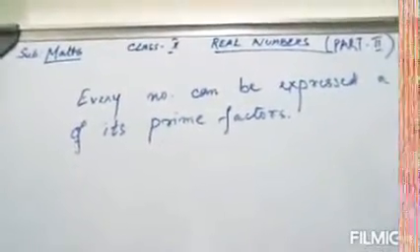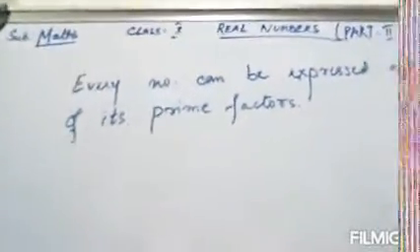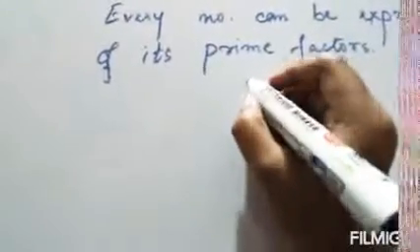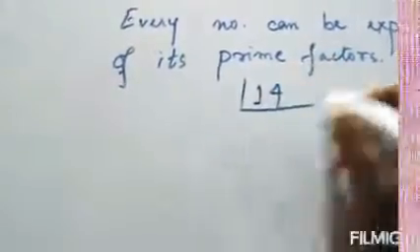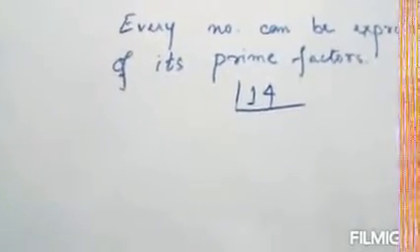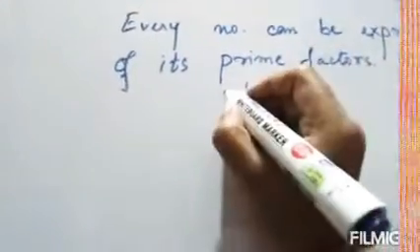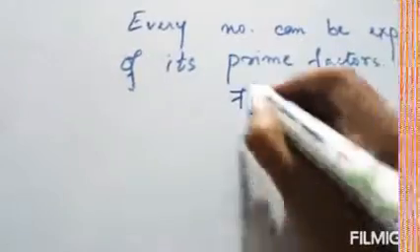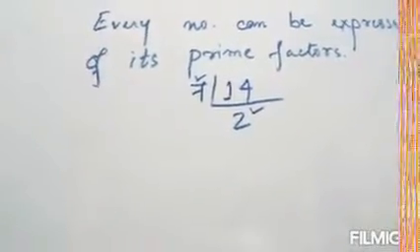Now if you think, you will see, suppose I say a number as 14. Okay, 14 is a common number that you know. Now how to express this as a product of, as I told, prime factors. So it will be 7 times 2. So that means I am expressing it as a product of its prime factors.